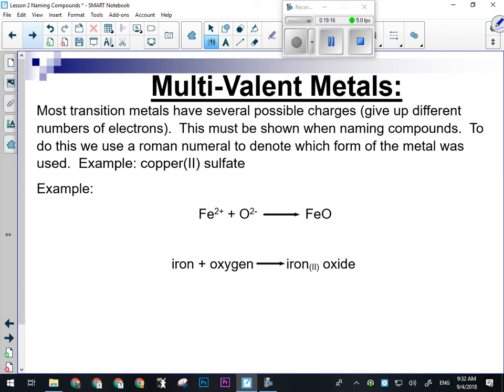Next thing we need to look at are what we call the multivalent metals. We call them multivalent because they can lose more than one number of electrons. Sometimes it can be 2, sometimes it's 3, but it varies on the form of this particular metal. Iron is one of the multivalent metals. It can lose 2 electrons or it can lose 3 electrons. Now in the end, whatever it's bonding with, it bonds with.